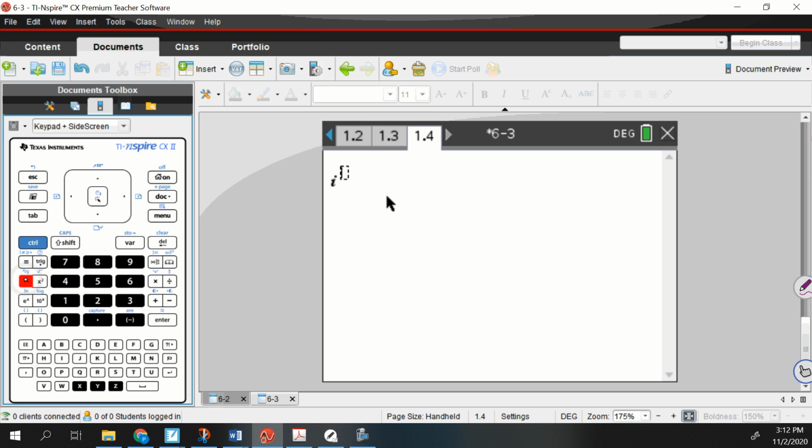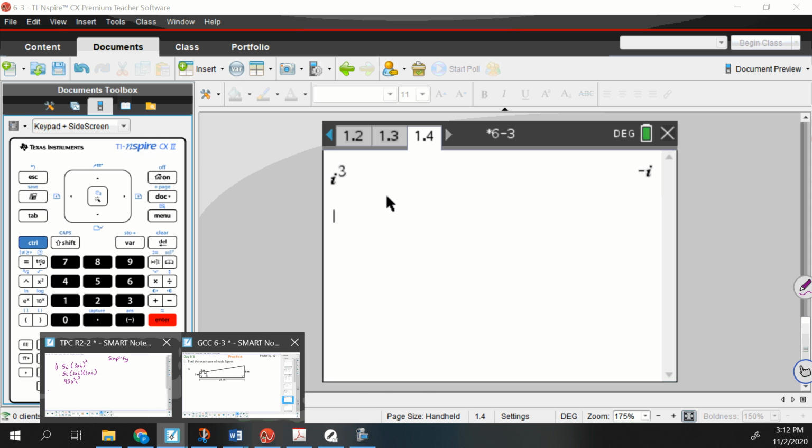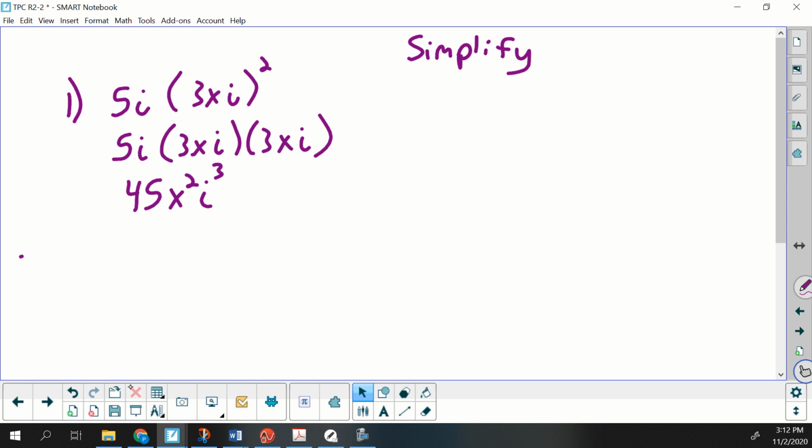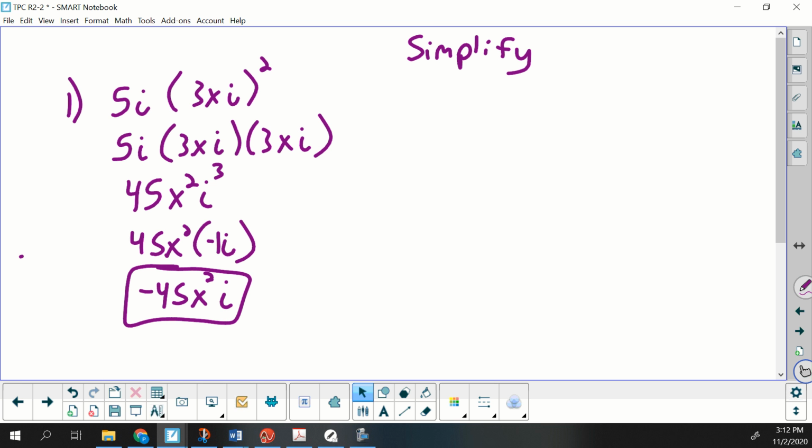So we're going to do i raised to the third. And notice we get negative i back. And that makes sense because i squared is negative 1, and then times another i, so that'd be negative i. So this becomes 45x squared times negative i. Well, that's like it's a negative 1. Negative 1 times 45 is negative 45x squared i. And that would be the simplified version of that question. Ones like that have showed up on the Regents several times.